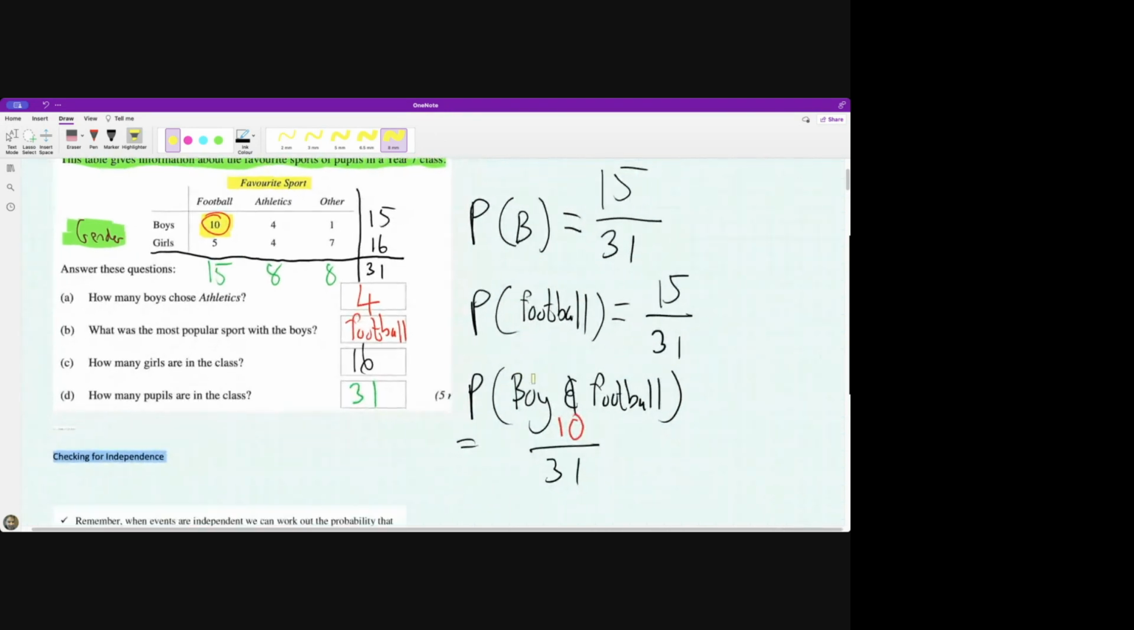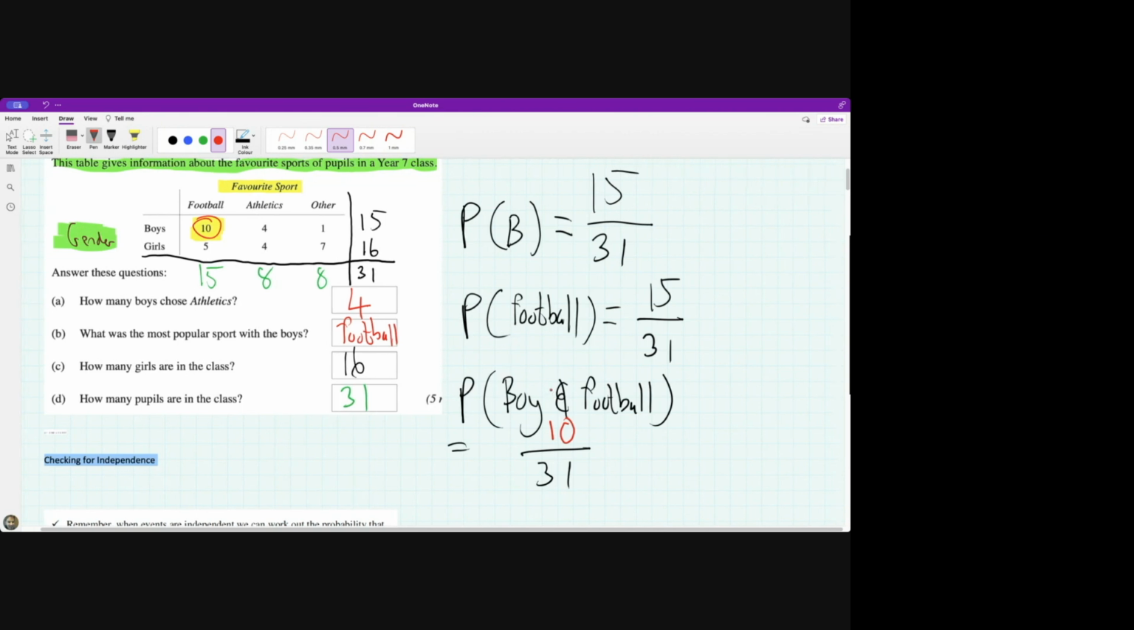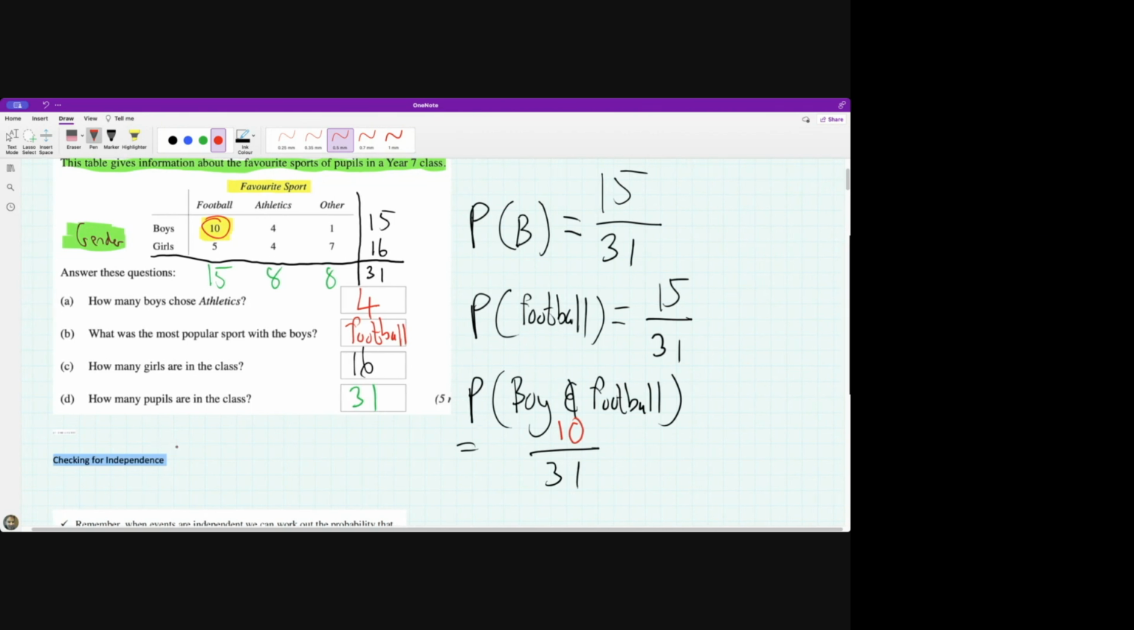Now, if we want to check whether sport is independent of gender, all we have to do, and this is going to seem weird, but we're just going to do it now, is check what is the probability of someone being a boy in this group times the probability that they like football? Can someone work that out for me? How would I do that? I'd go 15 over 31 times 15 over 31. What am I going to get in decimal land? I'm going to take out my calculator too, and we're going to check.